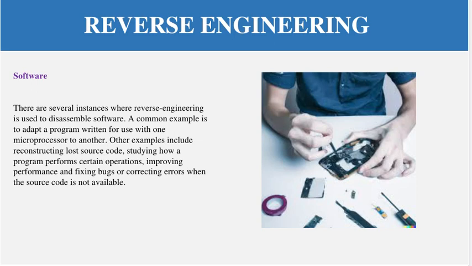Another common example is to adapt a program written for use with one microprocessor to another. For example, if one program is running on Windows and you want to learn how it works on Linux, you will analyze it deeply to see how the program works on Windows, so that a similar program can run on the Linux or Unix operating system as well.